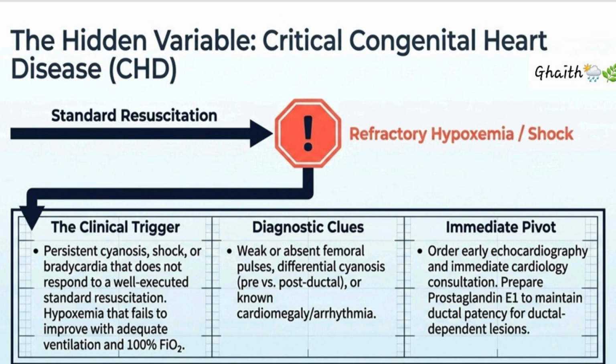Diagnostic clues to actively look for: weak or absent femoral pulses, differential cyanosis between pre- and post-ductal saturations, or a known history of cardiomegaly or arrhythmia. The immediate pivot is to order early echocardiography and get an immediate cardiology consultation, and to prepare prostaglandin E1 to maintain ductal patency for suspected ductal-dependent lesions.